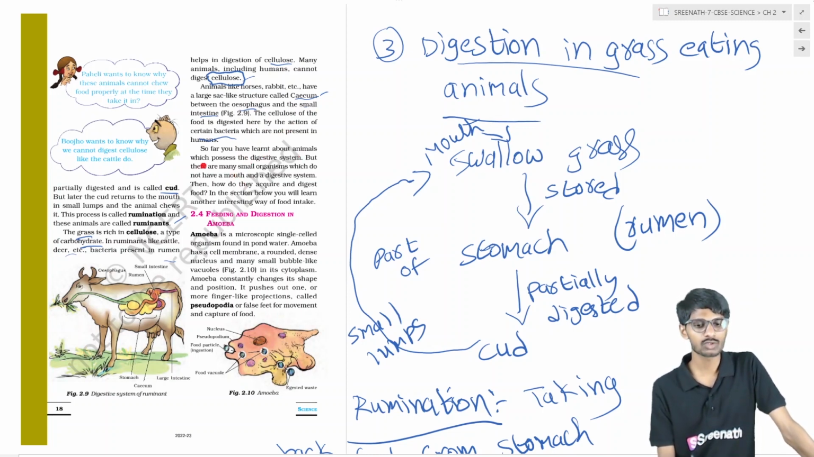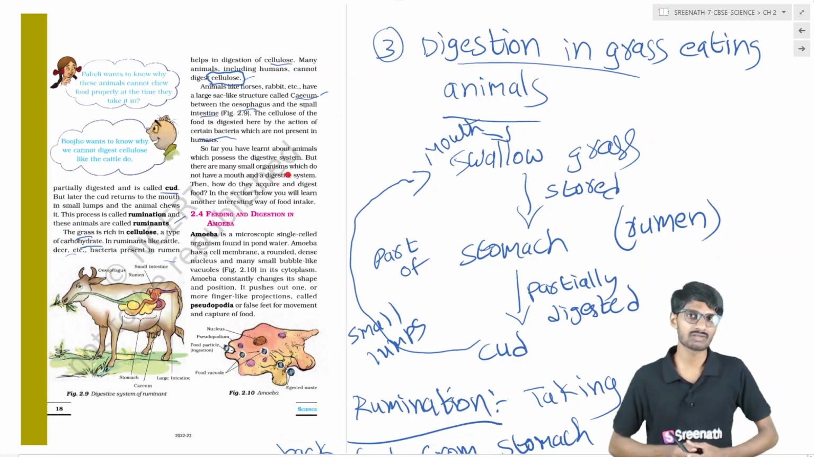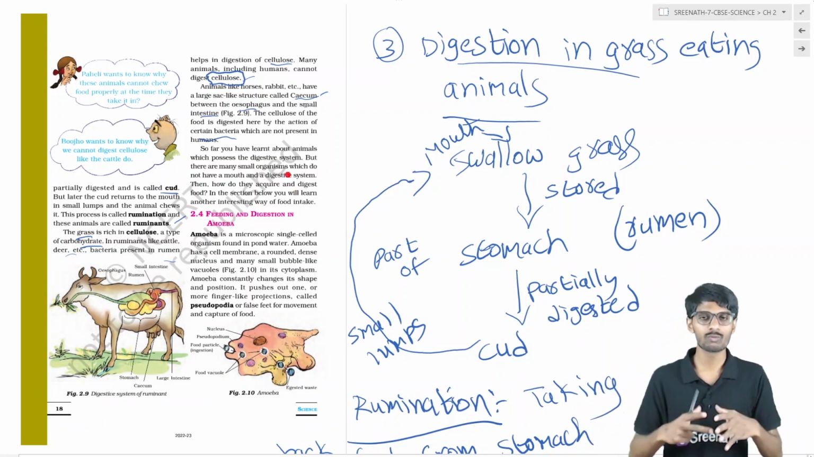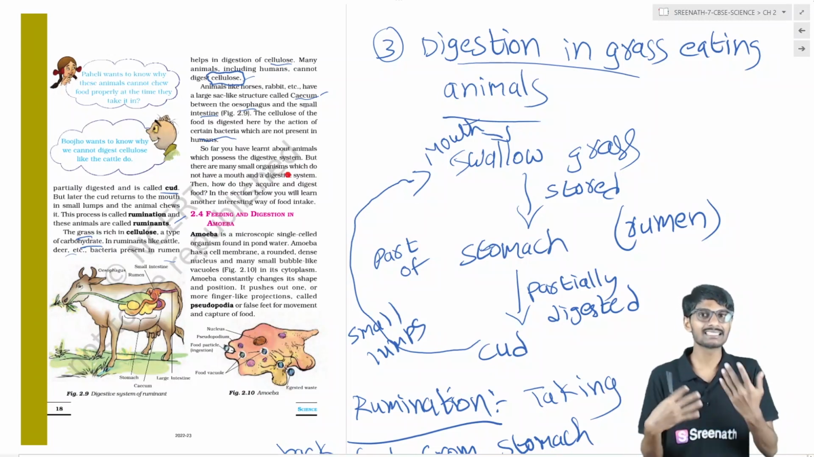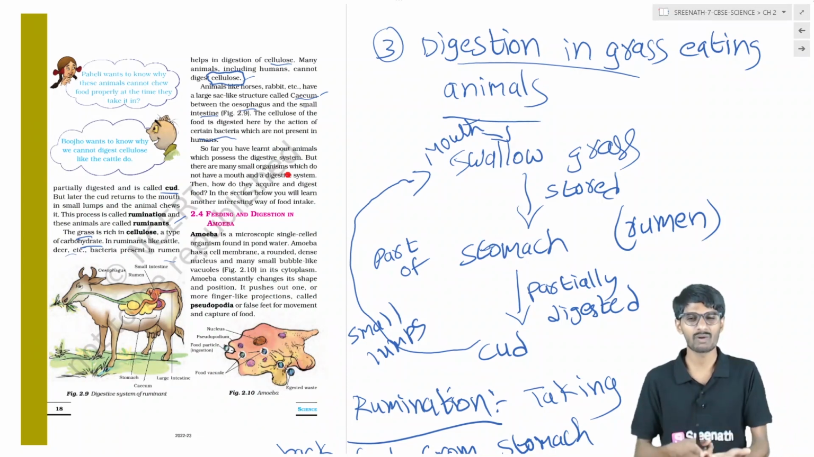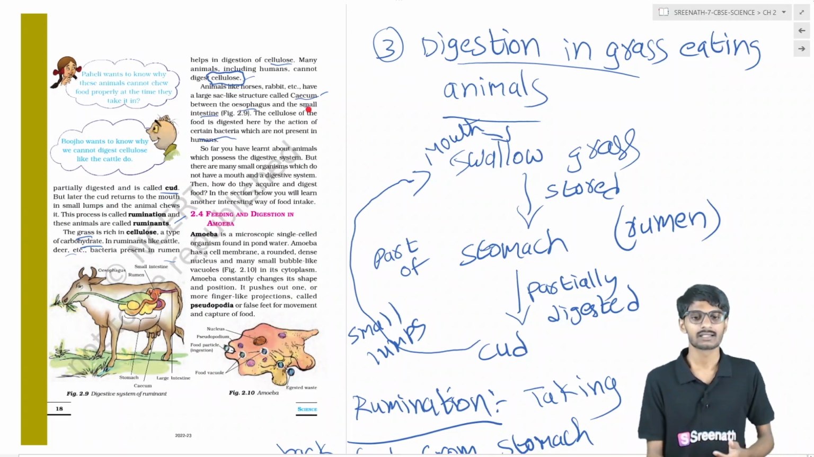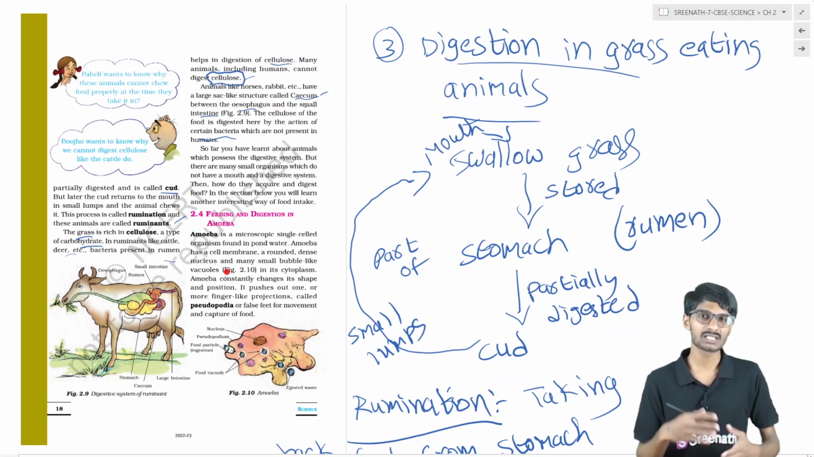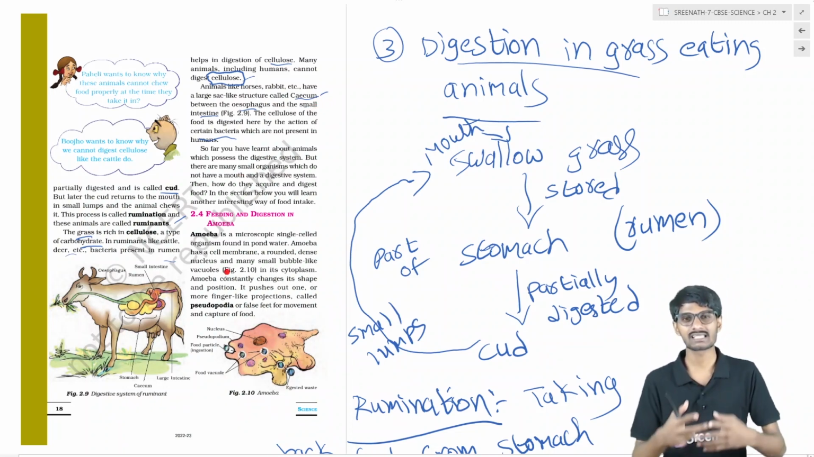So far you learnt about animals which possess the digestive system, but there are many small organisms which do not have a mouth and a digestive system. Until now we have discussed how humans digest their food and how grass-eating animals digest their food. For digestion they need a buccal cavity, salivary glands, oesophagus, different types of juices, and in animals there are some bacteria and new parts like the cecum, and other organs like the liver, pancreas, small intestine, large intestine.